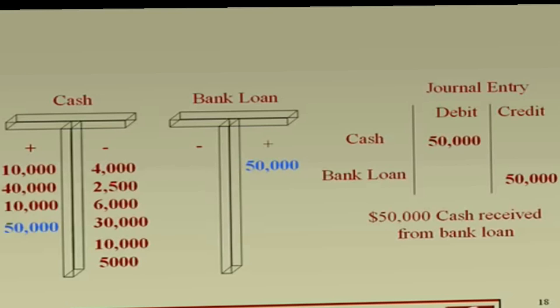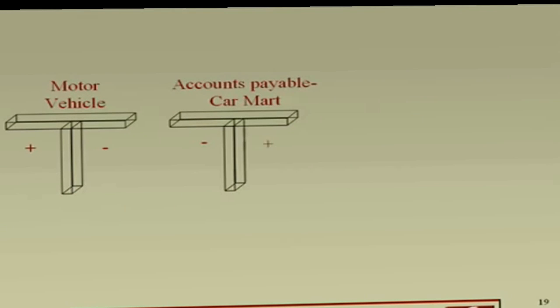And the final transaction. The company purchased a motor vehicle from the local dealer, the Arkansas Car Mart, for $30,000 on account, which means a liability is affected because now you owe money to the Arkansas Car Mart. What do you call that liability? Accounts payable. So the two accounts which are impacted are motor vehicle, which is an asset, and accounts payable, which is a liability. Motor vehicle and accounts payable.